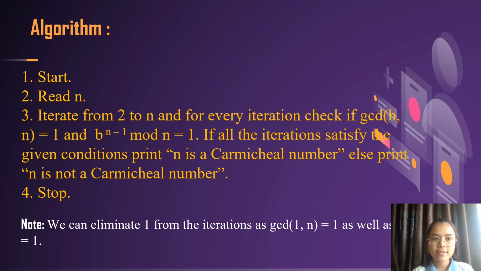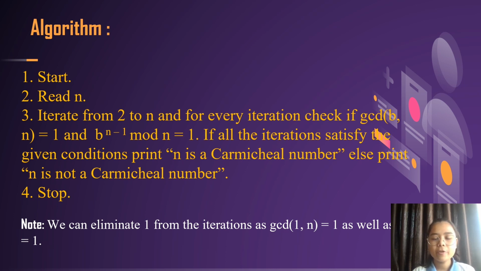Now next is the algorithm to check whether the given number is a Carmichael number or not. Step 1 is start, step 2 is read n, step 3 is iterate from 2 to n, and for every iteration check if GCD(b, n) is equal to 1 and b raised to n minus 1 mod n is equal to 1. If all the iterations satisfy the given condition, print n is a Carmichael number, else print n is not a Carmichael number. And step 4 is stop.